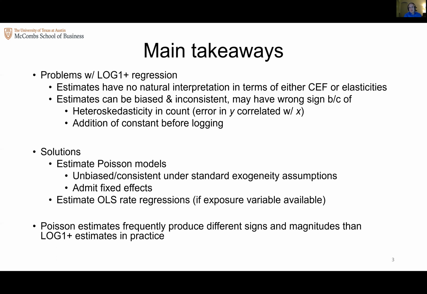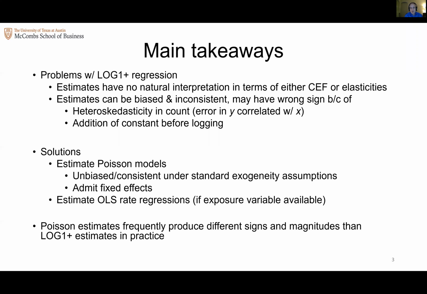There are two solutions that we would propose here. One is to estimate Poisson models. A Poisson model is a count model, meant to take on count data. Under the standard exogeneity assumptions, the Poisson model is both unbiased and consistent, so it has that desirable property. These Poisson models can also admit fixed effects. If you want to absorb heterogeneity at, say, the firm level, Poisson models can account for firm fixed effects just in the same way that an OLS model can.